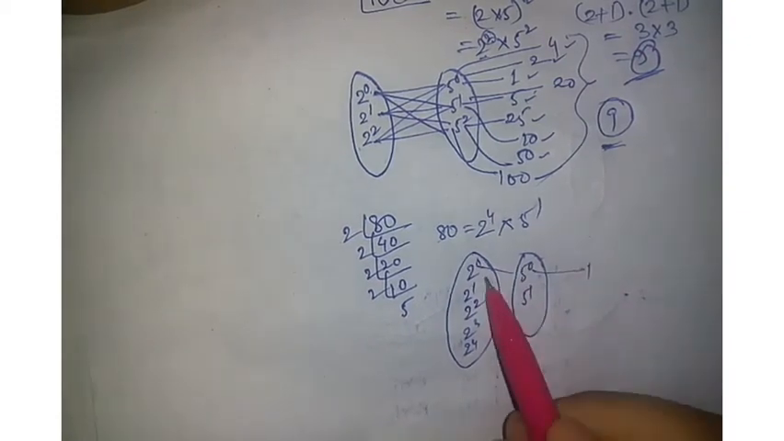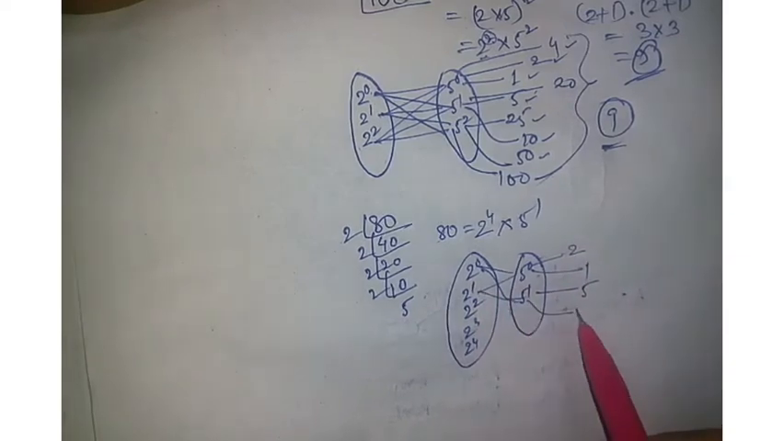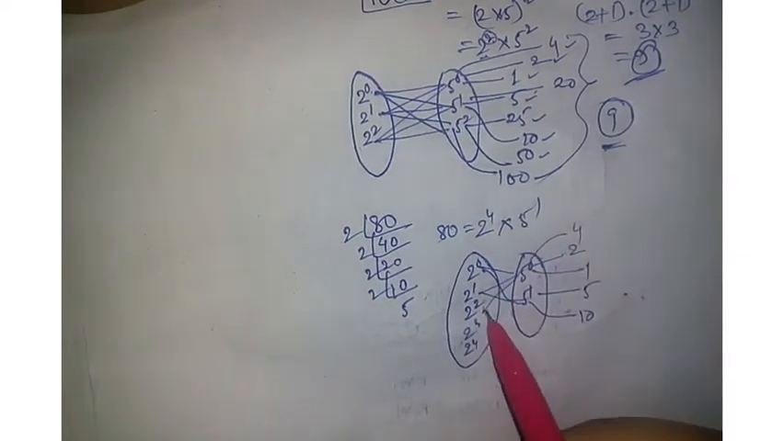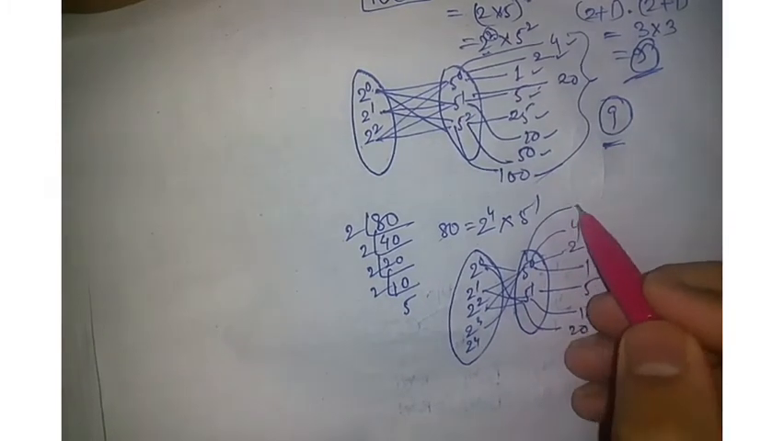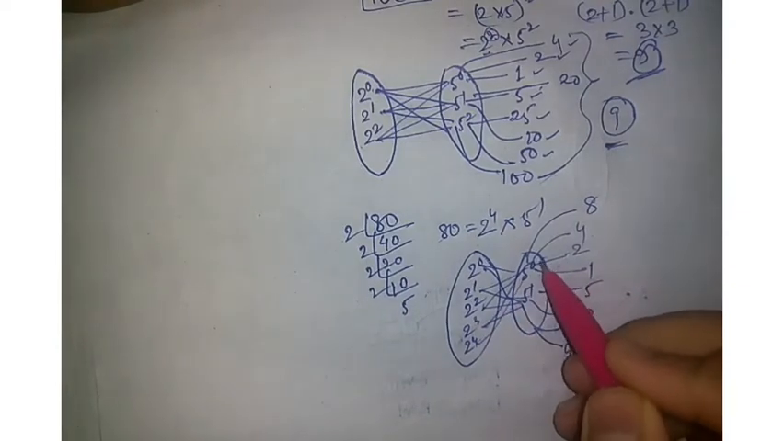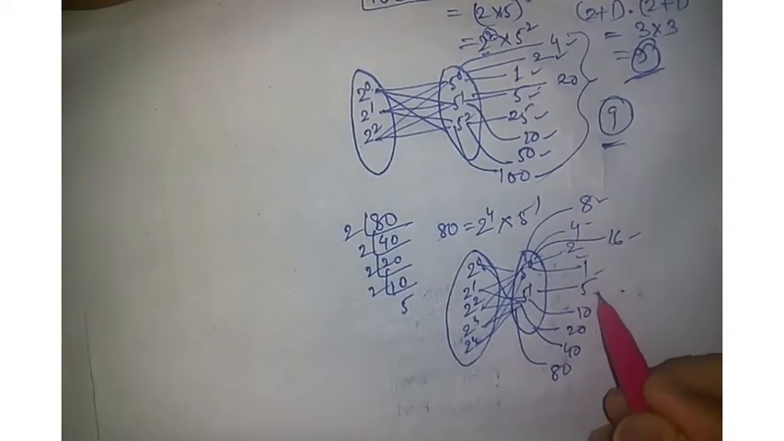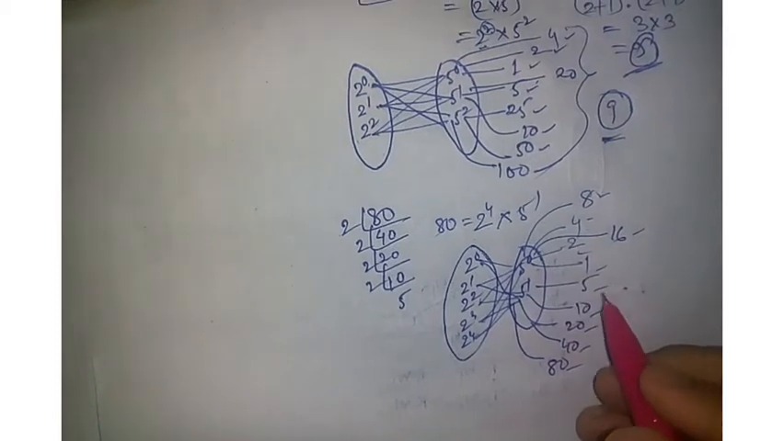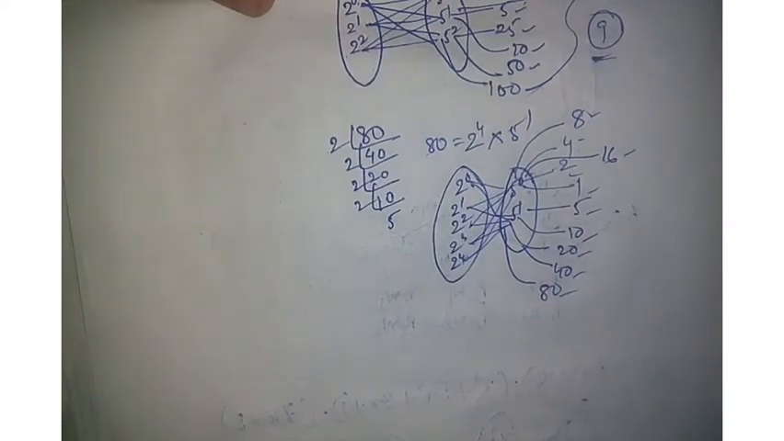Now I will simply combine: 1, 5, 2, 10, 4, 20, 8, 40, 16, 80. 1, 2, 3, 4, 5, 6, 7, 8, 9, 10. In total we have 10 divisors, and I also know the individual divisors that I have got. So that was all about the path representation method.